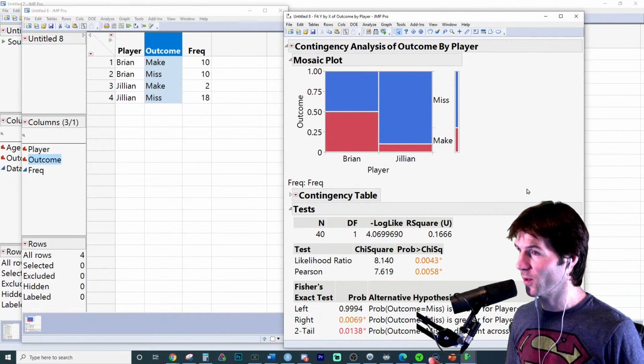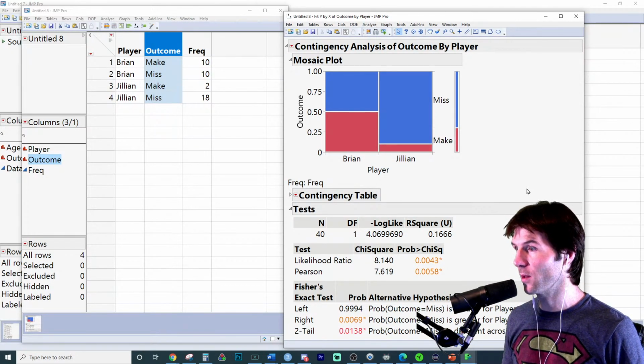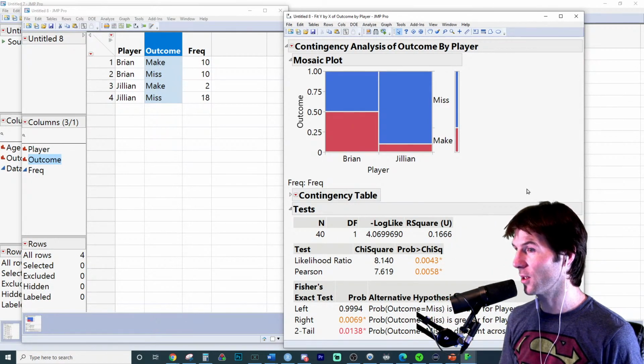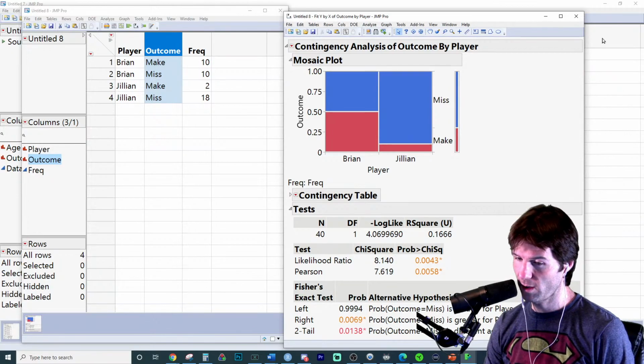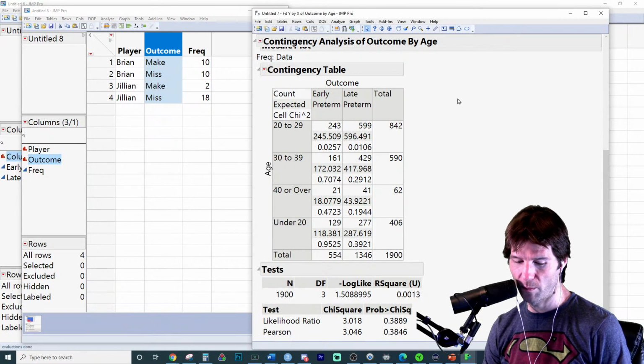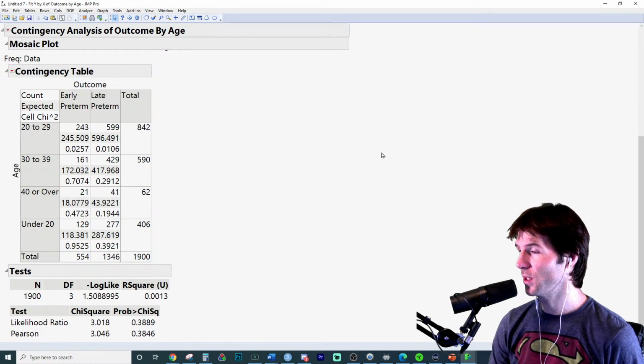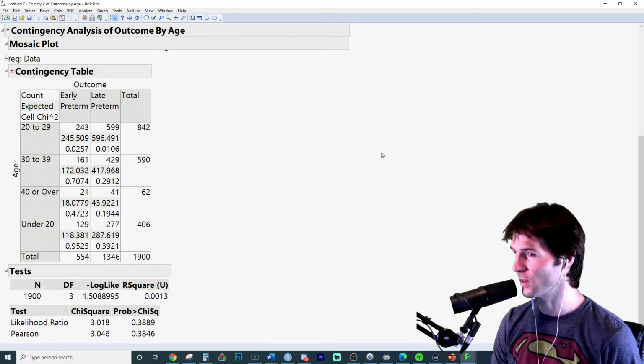It doesn't mean Brian will make free throws. It means if we know Brian is making the free throw, he's more likely to make it. There's an association between the player and the outcome. Hopefully that makes more sense. I like to bring this into, well, what does this all mean? What are we trying to learn by this? We're trying to see if knowing X tells us something about Y, which is very important for making decisions.